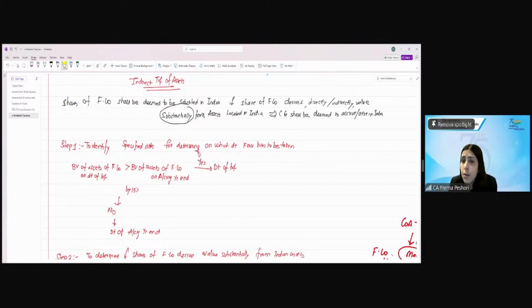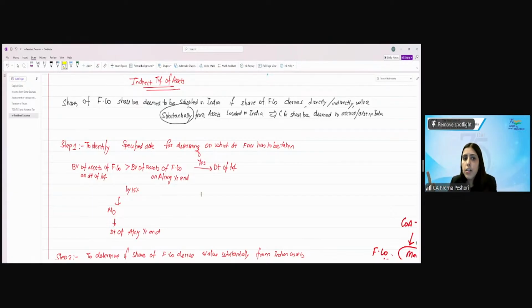Now, if the shares of company B are deemed to be situated in India, what will happen? Any capital gain on the transfer of company B shares shall be deemed to accrue or arise in India. Correct? Yes or no? Yes. Fine. Now, how do we identify? This is known as indirect transfer.